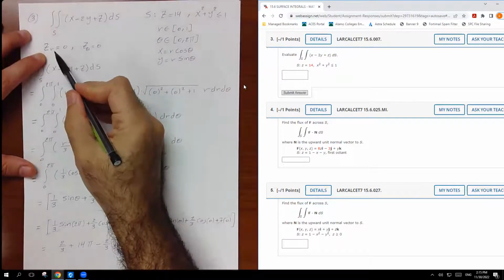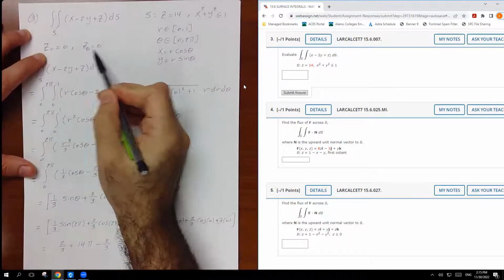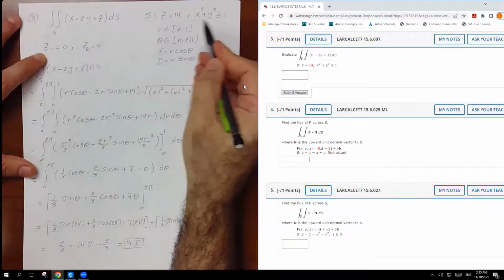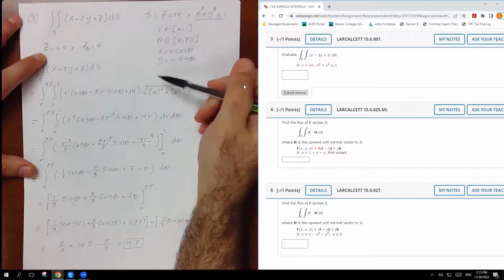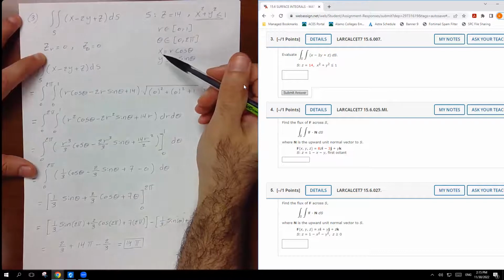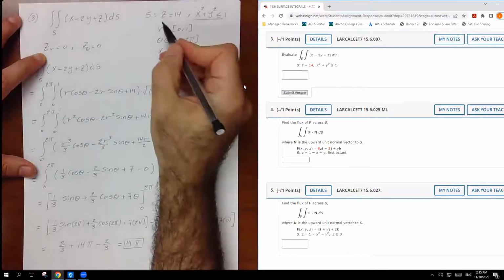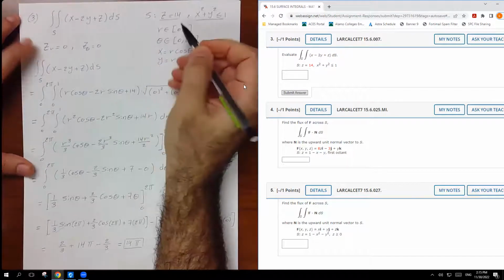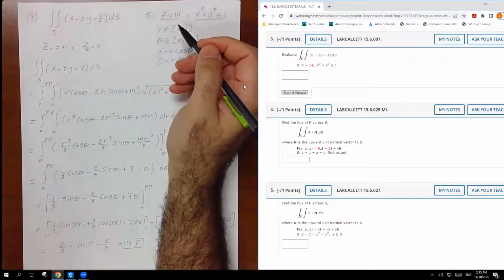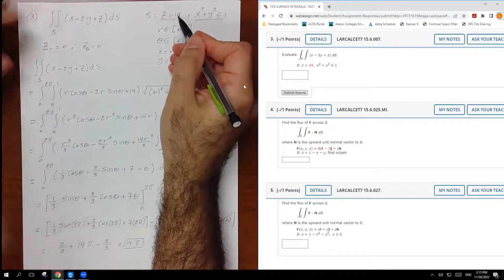So z sub r is going to be 0, z sub theta equals 0. In this case, because we have a circle here, we're going to convert everything to polar coordinates. It's easier to work on. Even if you check the z, you have to convert z also and write down z in polar coordinates if there is x and y.